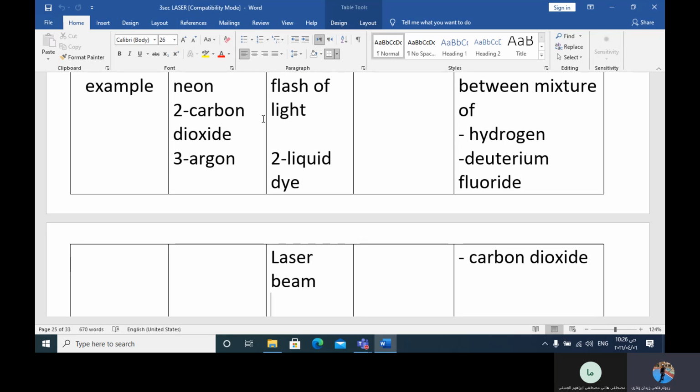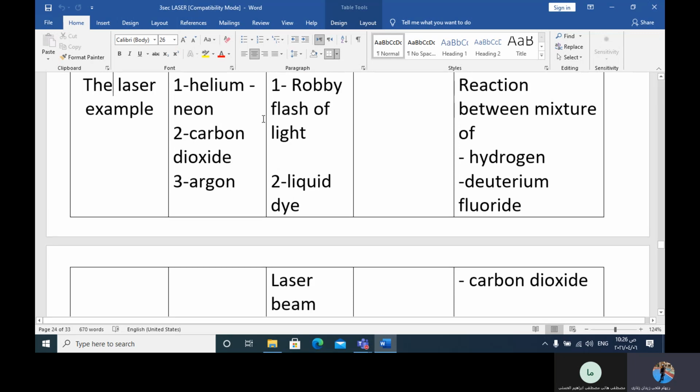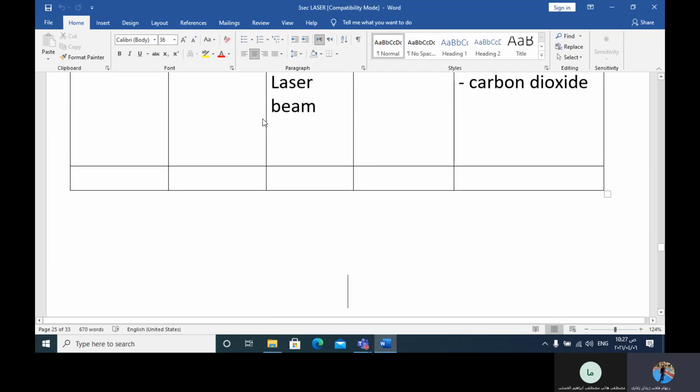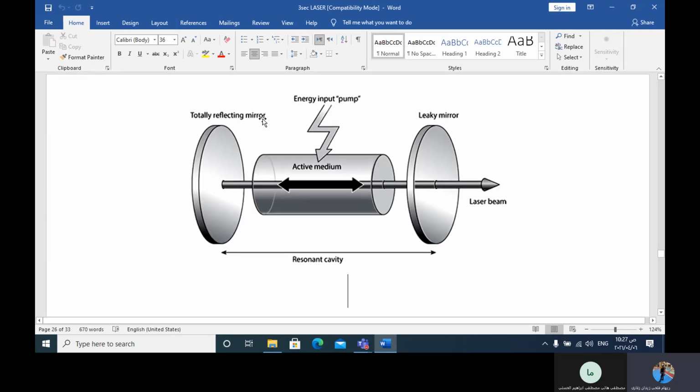So one example of this is the chemical reaction that takes place between the mixture of hydrogen, deuterium fluoride, and carbon dioxide. We put them together, they start to react, and as they react, chemical energy is released, and this chemical energy will be used to activate the medium or the substance to produce laser. So these are examples of the different sources of energy.